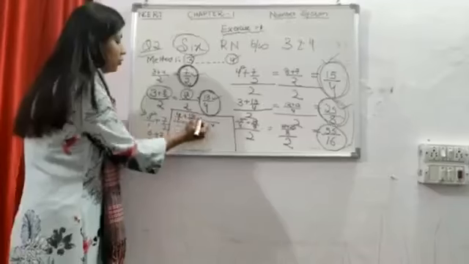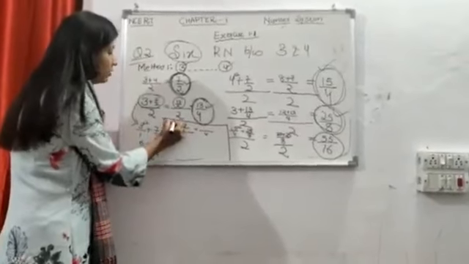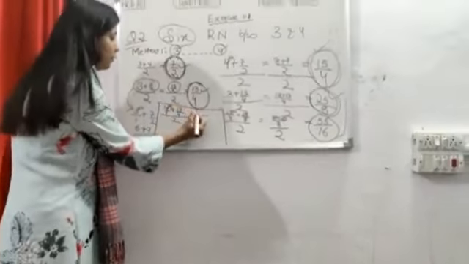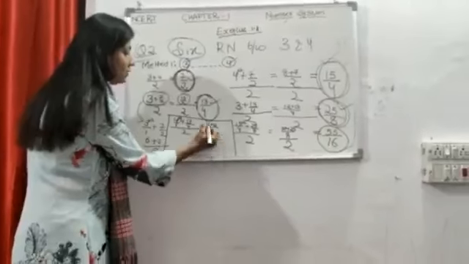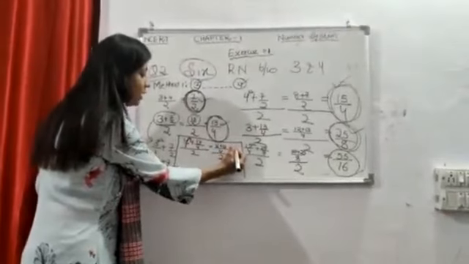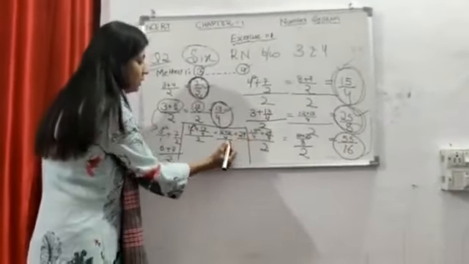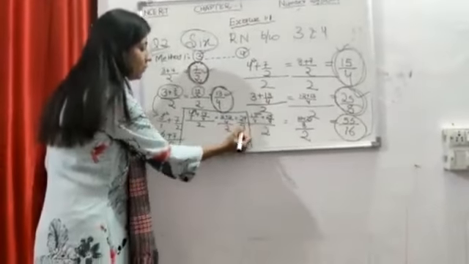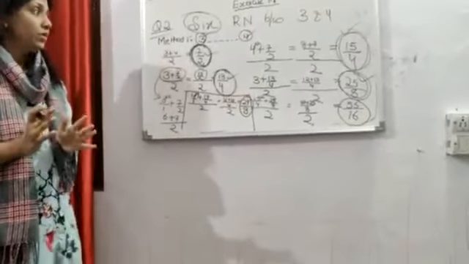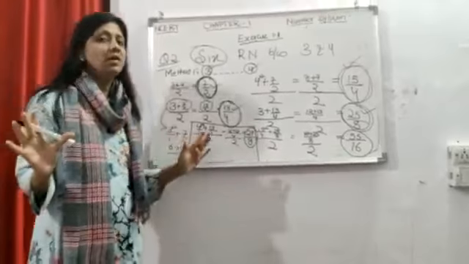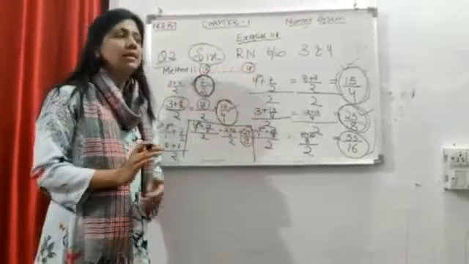So 1 times 4 is 4, so we will multiply this by 4. 4 multiplied by 4 is 16, plus 13, divided by 2. So 16 plus 13 is 29, and 4 times 2 is 8. So the last, 6th number is 29 upon 8. So we got all the 6 numbers, but this method is very lengthy.